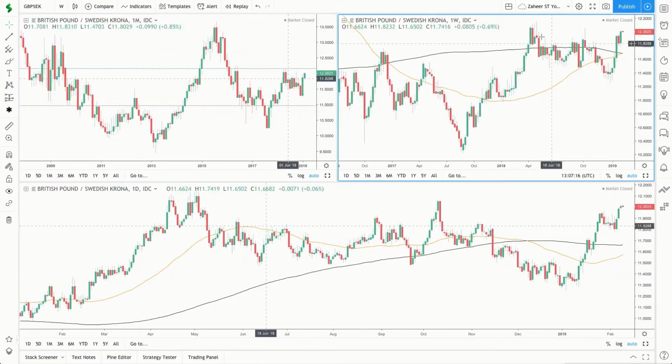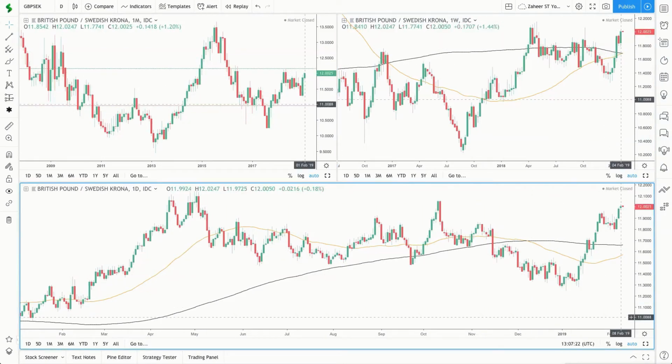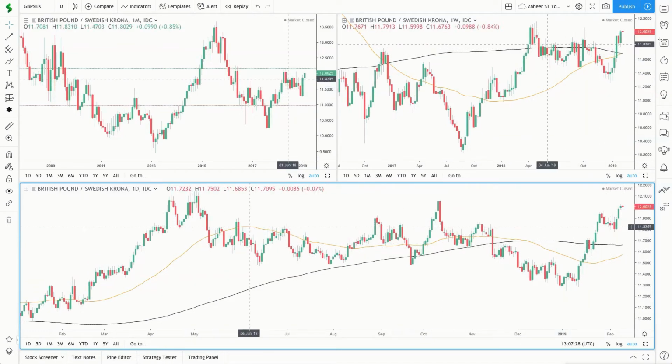On the weekly time frame, prices above the 200 moving average, nice move to the upside. And also on the daily time frame, we can see that prices also above the 200 moving average with a good move to the upside. Overall, very much in this area of consolidation. If we get a breakout above these highs, then this will suggest a continuation and when we can potentially look for long opportunities.